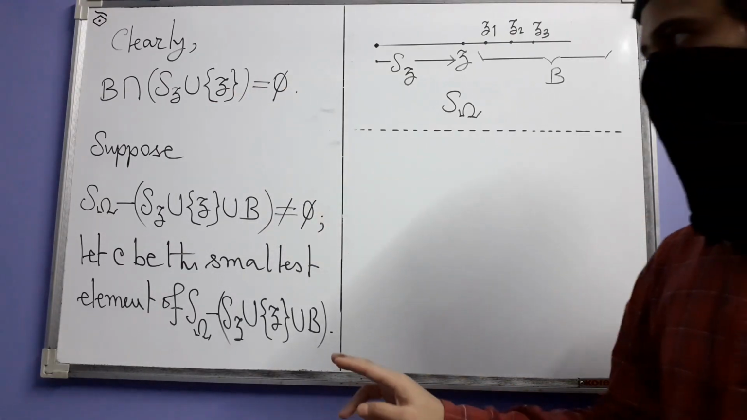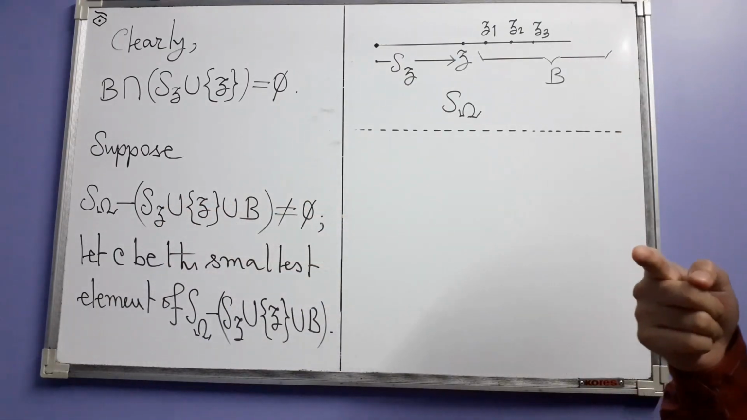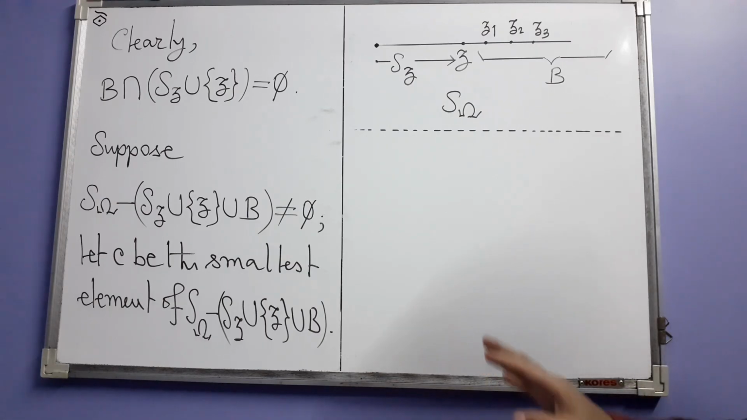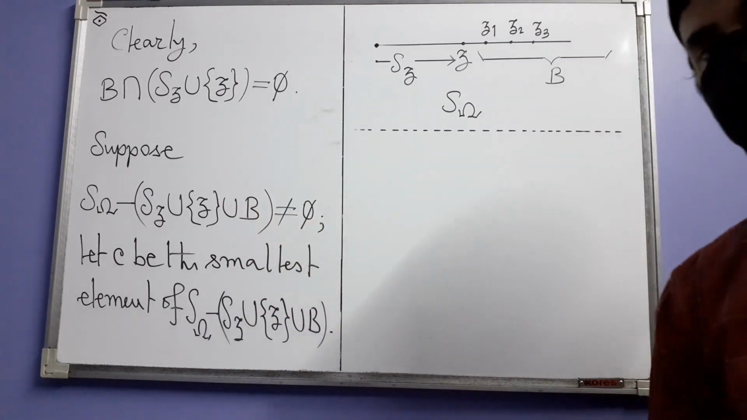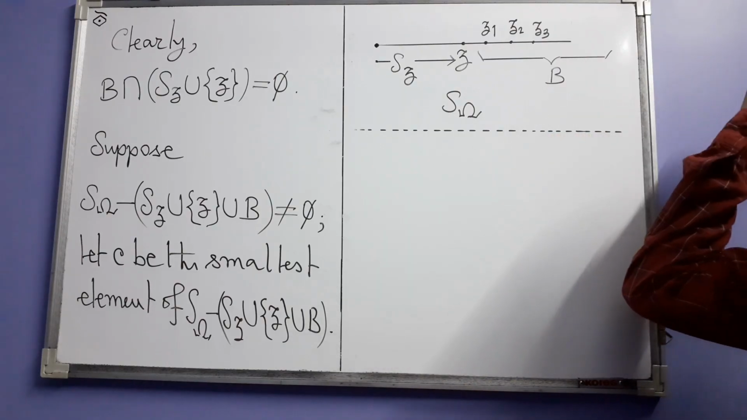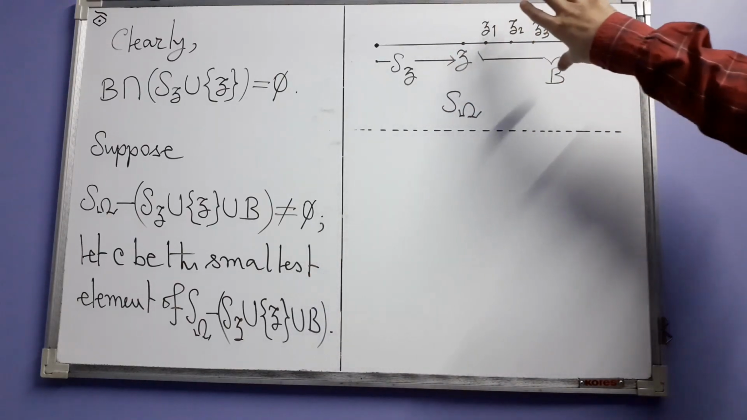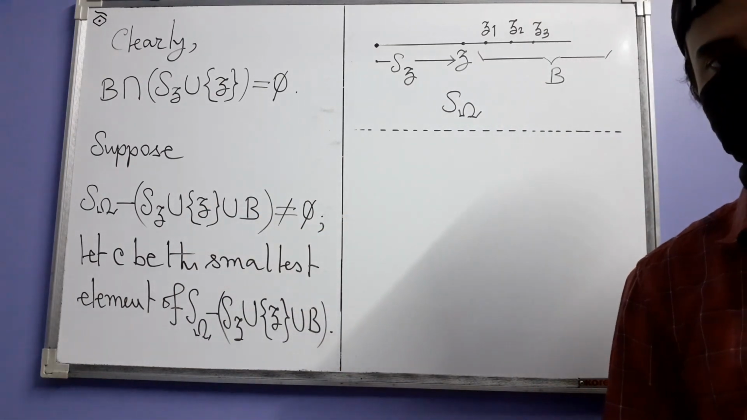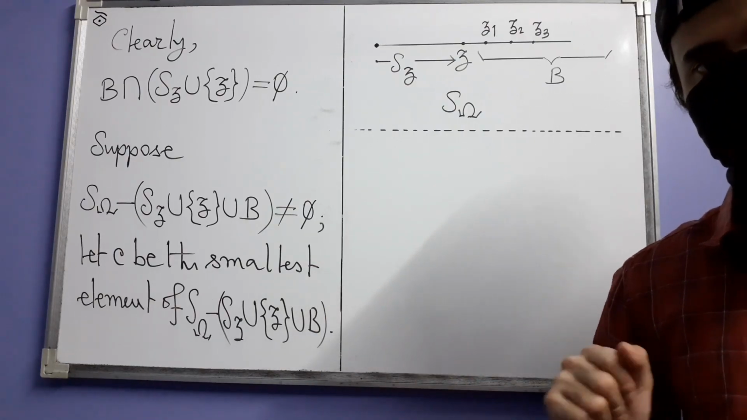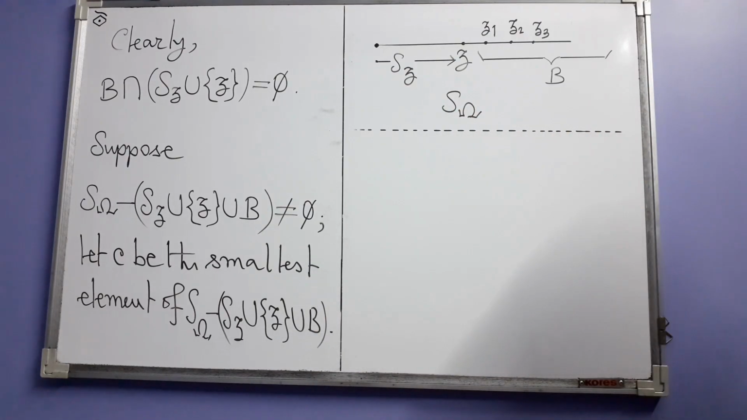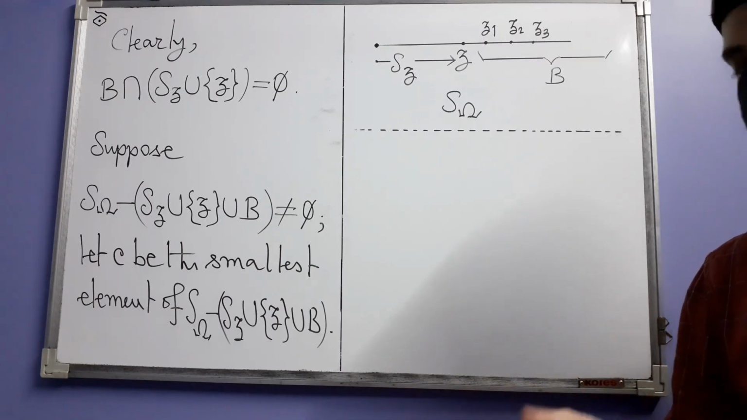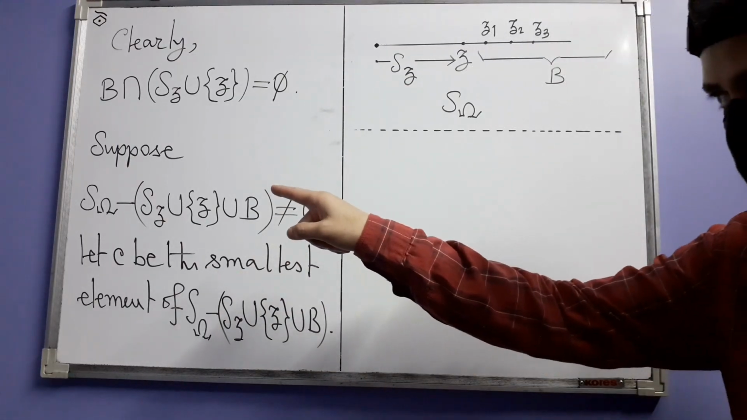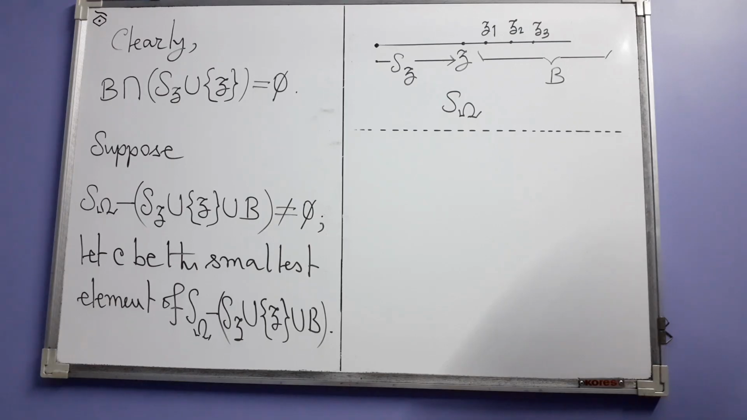So our aim is to prove that if we remove S_Z, Z and B from S omega, then we won't have anything left. Contrary to that, suppose there is something. So that something should be there on that side. Now think of that something. That something is of course this set difference. If it is non-empty, after all it's a subset of S omega and S omega is well ordered, so that subset should have a smallest element. Let us call that smallest element C.